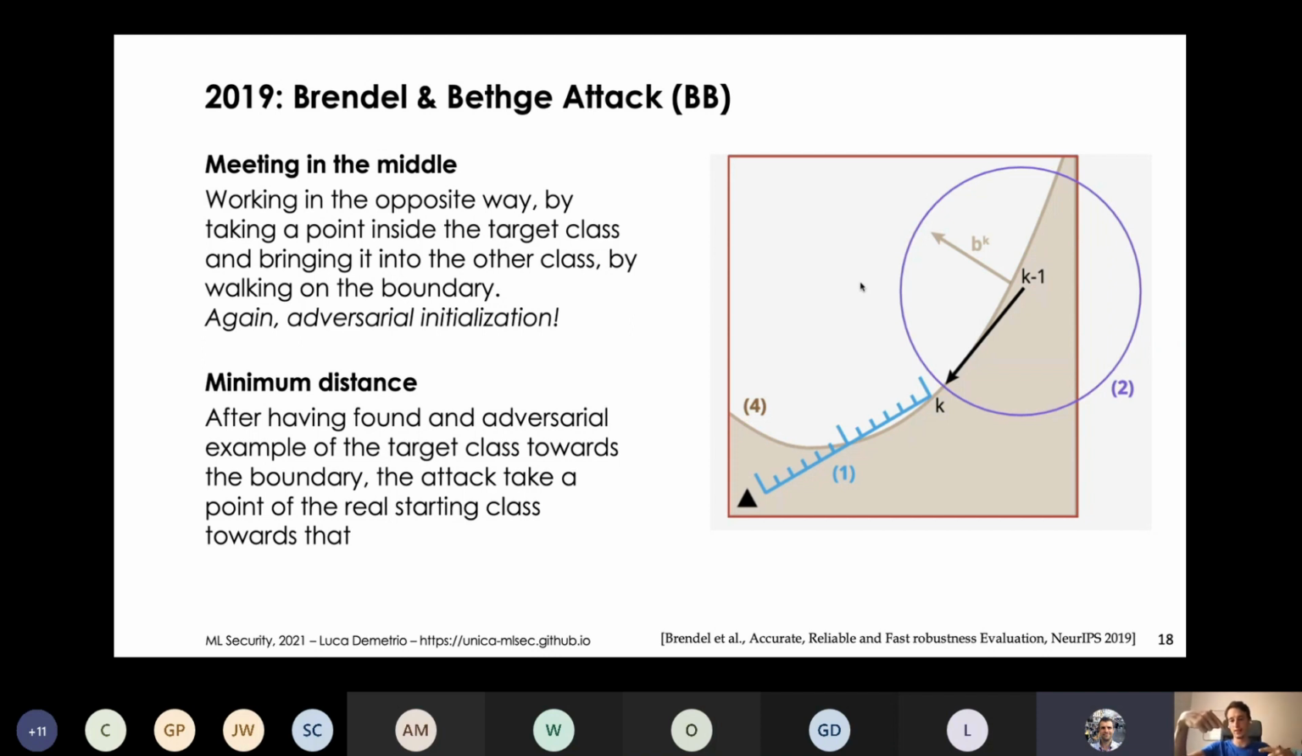And then since the only thing that you can reason with are the samples of the starting point class, you basically climb it to the boundary. And then you try to stop as close as you can to the point you computed. But that's very similar to the adversarial initialization I told you before.